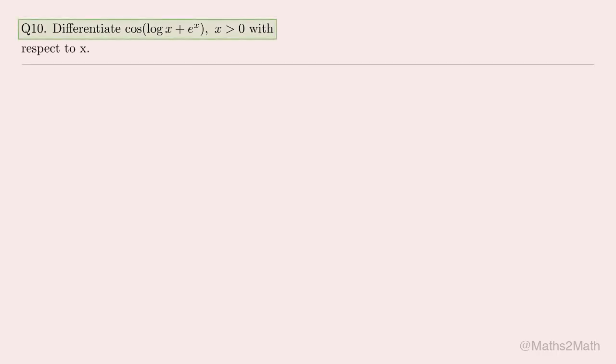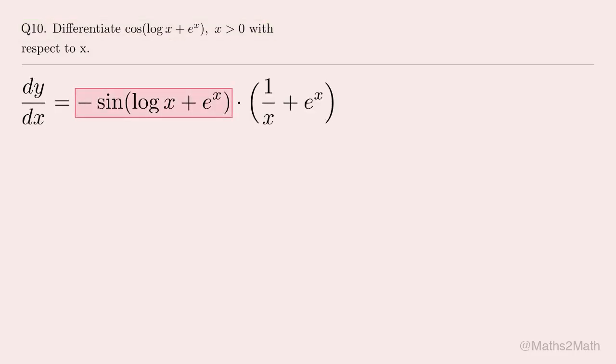Question 10, the last one. Cosine of a sum of a logarithm and an exponential. One chain rule: the inside differentiates term by term. Minus sine of the inside times the derivative of the inside, 1 over x plus e to the x.